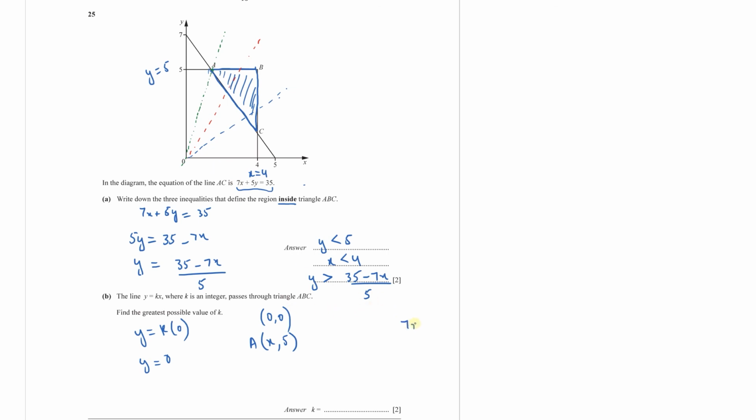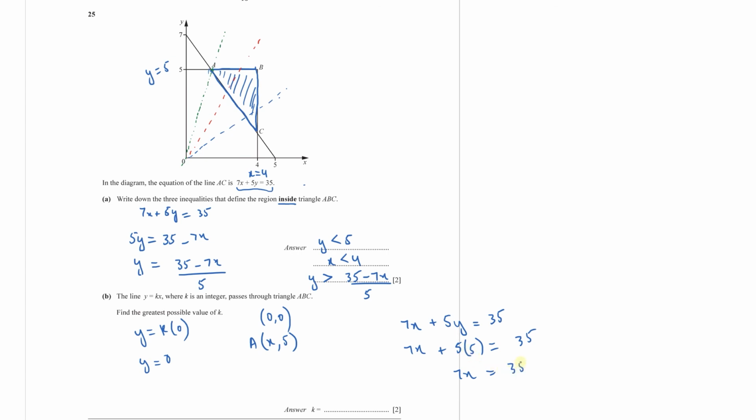So I have this equation 7x plus 5y equals 35. So let's substitute the values of coordinate A. So 7x plus, what is the value of y? 5 times 5. I'm substituting y equals 5 here. So 5 times 5 is 25, and 35 minus 25 will give the value.